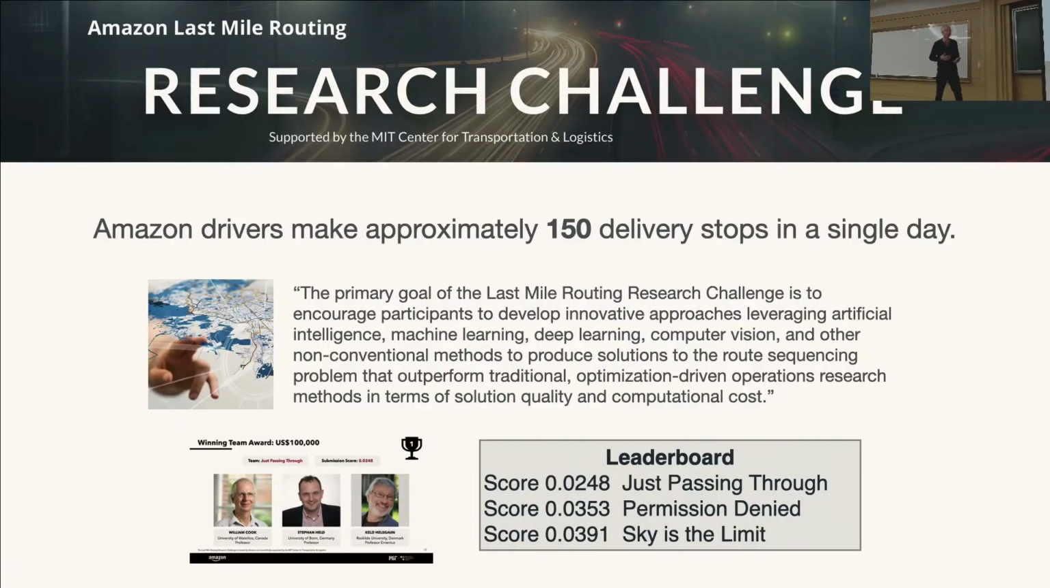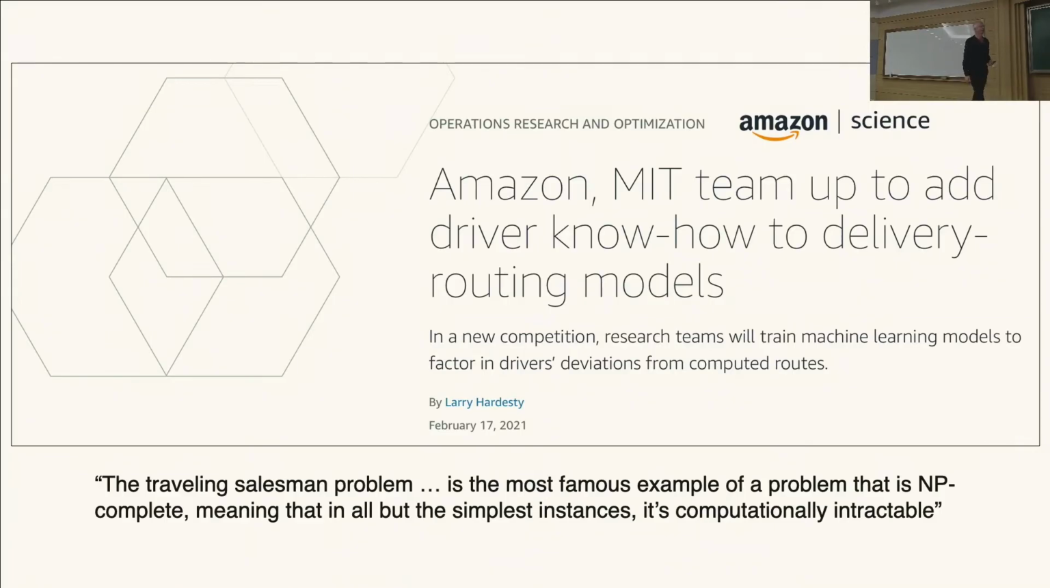So I was happy that, in fact, we won the competition. We won the $100,000. And not only that, our score was 40% better than the second place score. So it was not too bad. I mean, they gave us $100,000. But it was something I didn't like. Amazon made a blog about the competition and said the traveling salesman problem is the most famous NP-complete problem. Therefore, you can't solve it except for the simplest of examples. That's hard for me because almost all my research career was trying to show the opposite is true.